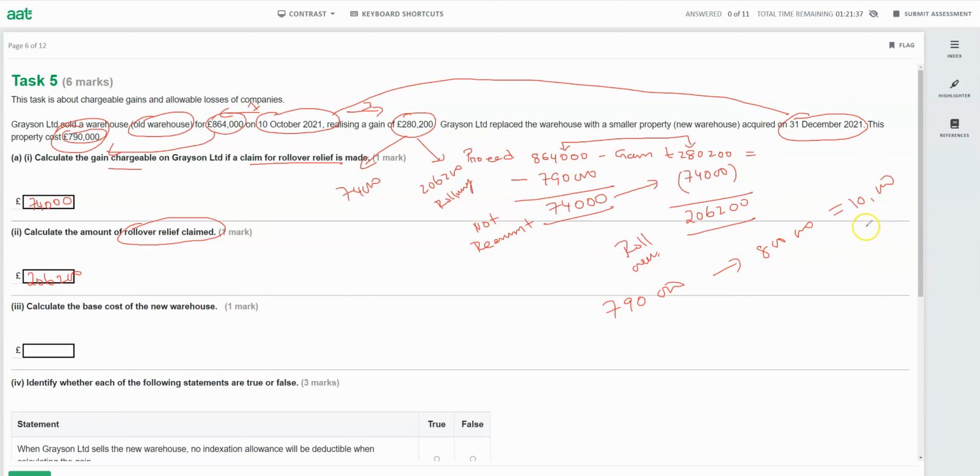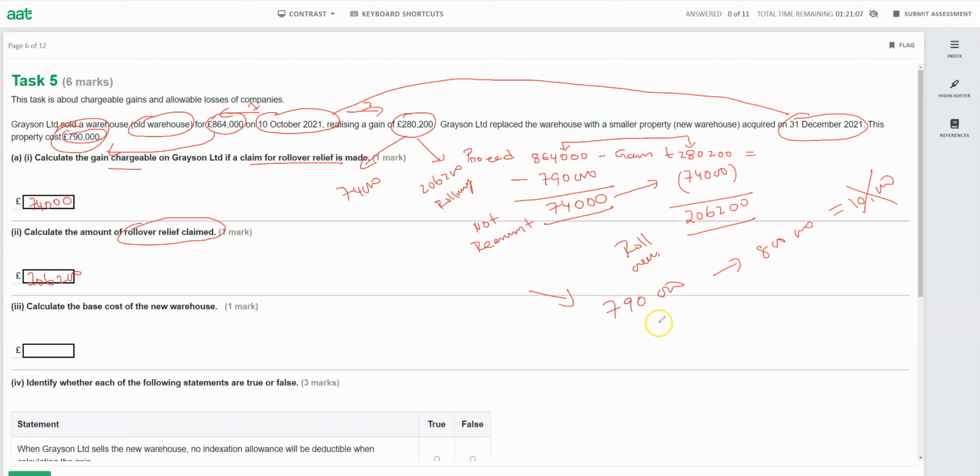So what will happen? HMRC, the tax authority, are not getting enough tax from me, because I have deferred some gain. I never paid the gain on my last asset I sold. For that reason, they will say, no, you cannot do it. You cannot just say the gain is 10,000. So you have to reduce the base cost. That means even though your cost is 790 for the new asset, as you claimed the rollover relief, you have to reduce your base cost.